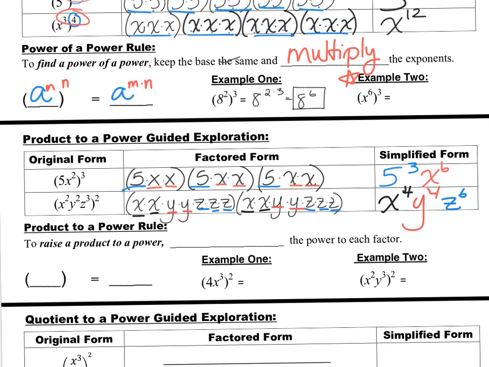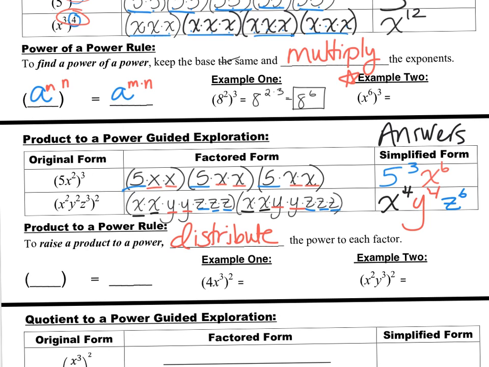So looking at my answers from my original form and my simplified form, this is like my answers, right? And what happened? What did I apply? So the product to a power rule states that to raise a product to a power, we're going to distribute the power to each factor.